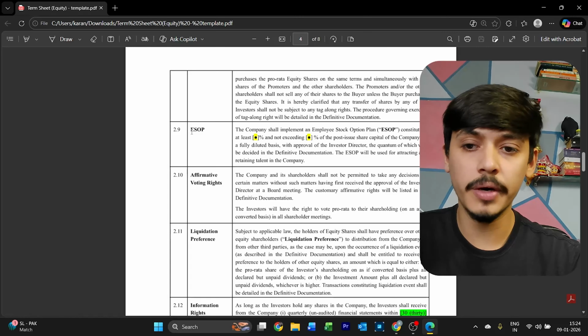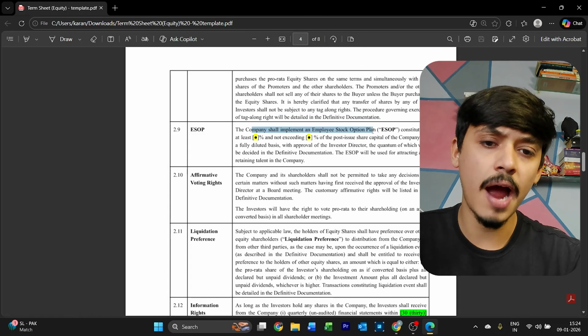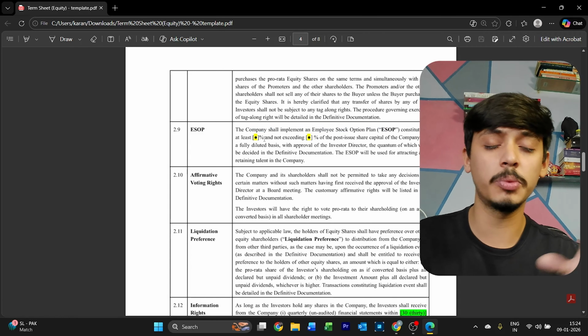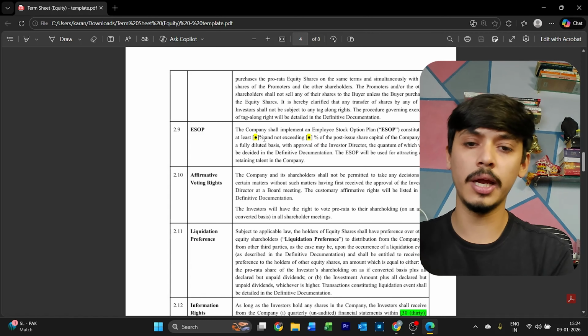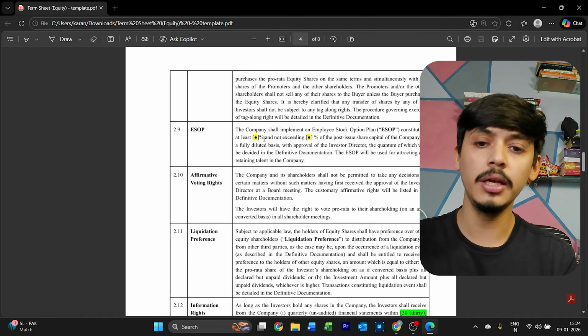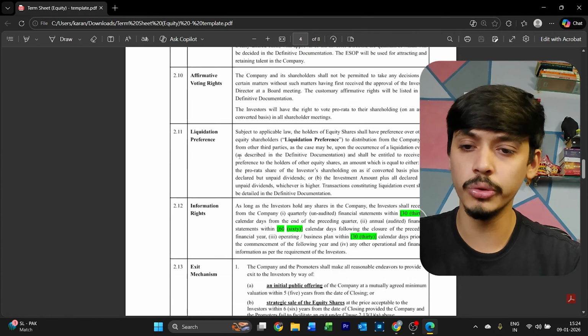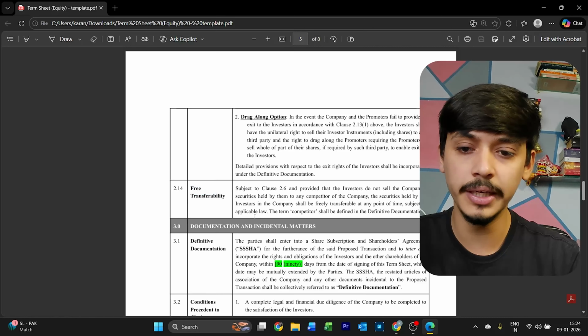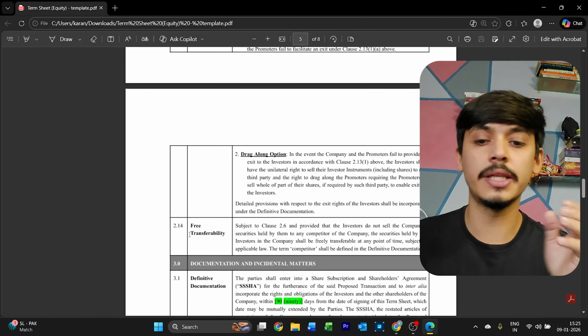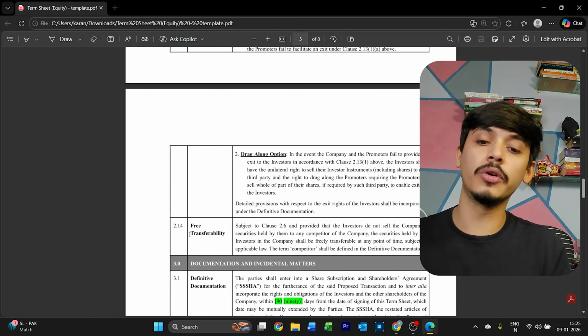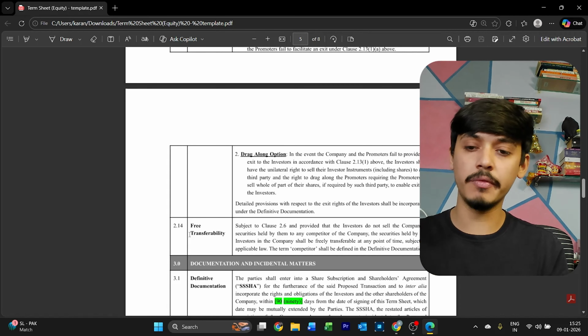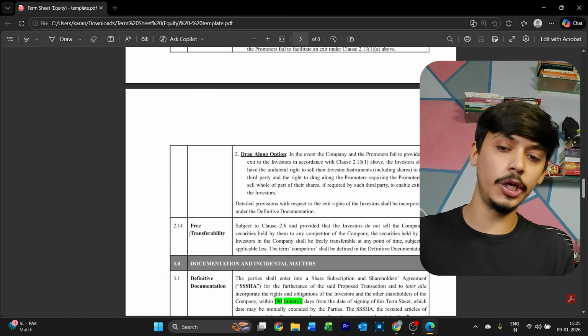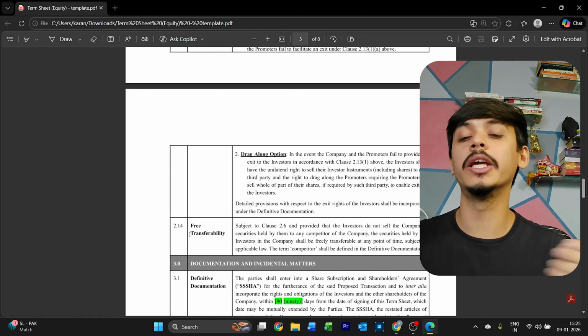Ones that are not covered in the PPT are ESOPs. ESOPs have to be mentioned over here: how much percentage are we going to keep for employees that are going to join the company after this entire transaction goes through. The final clause was about free transferability. Here, free transferability mentions that if investors want to transfer the complete ownership they have to someone else, they can easily do it unless they are transferring it to any competitor, right?